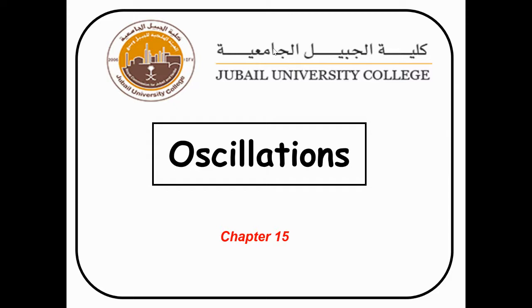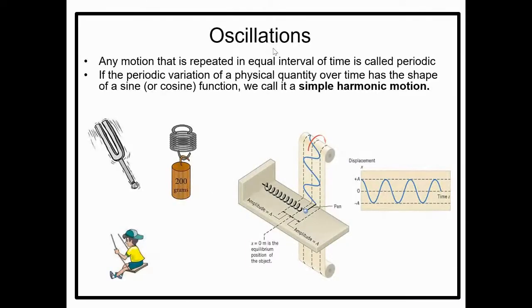In our day-to-day life we come across these oscillations. Am I right? If you look at this slide, what is written for oscillation? Any motion that is repeated in equal intervals of time is called periodic oscillation. For example, you can see here the child is playing on a swing in the children's park. He will go and come back, go and come back. That means at a regular interval of time, he oscillates. His motion is repeated.